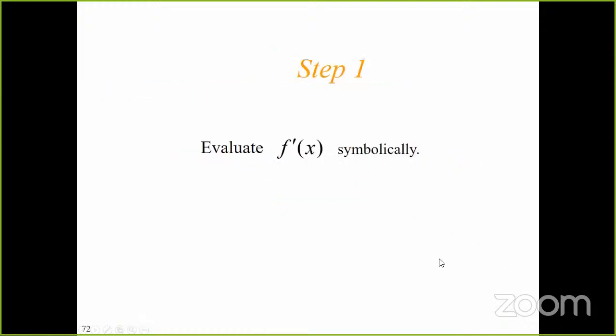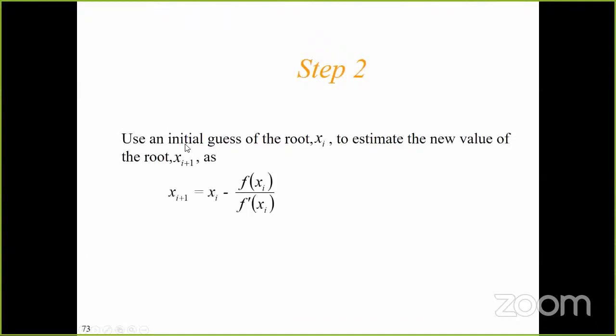Algorithm 1, how do you get it right? Step 1, evaluate the derivative. Use the initial guess; only one guess is required to estimate the new value of the root. x(i+1) is equal to x(i) minus the value of the function at x(i) over its derivative at x(i). If you do that, you will get the new value.